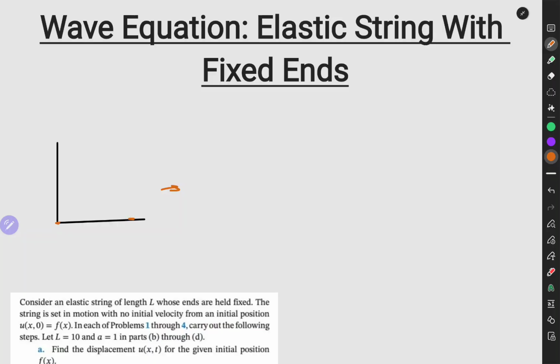This end's fixed. But let's say we pluck the string in the middle here. It's going to look something like this. Comes up, comes down. Some kind of wave propagation, right? I don't know if you've ever taken wave physics, but same thing, right? You've probably seen the wave equation if you've taken wave physics before.